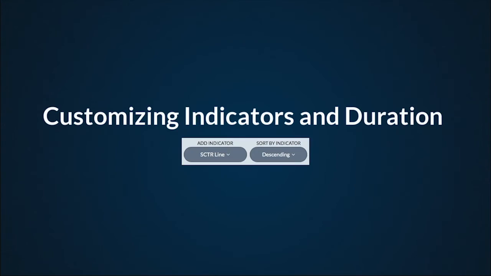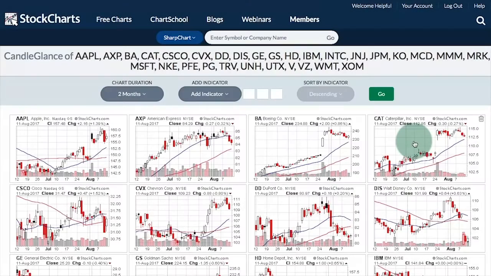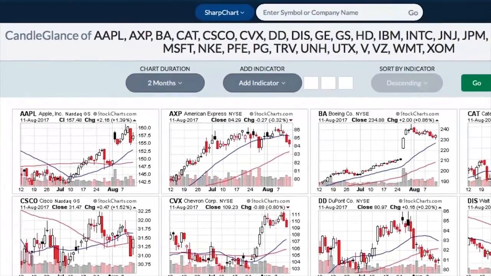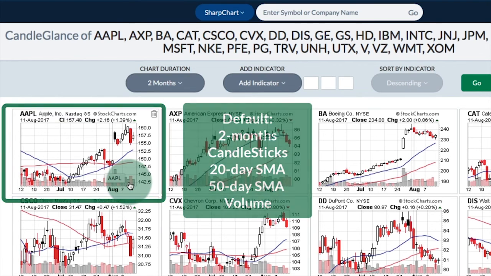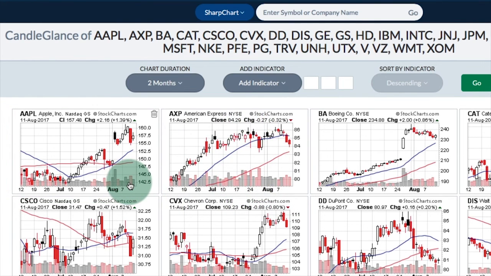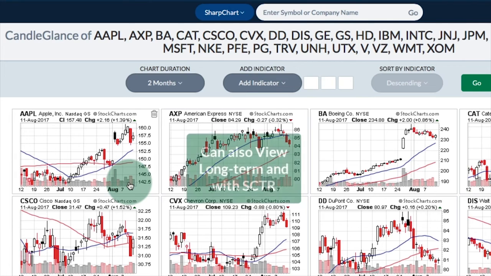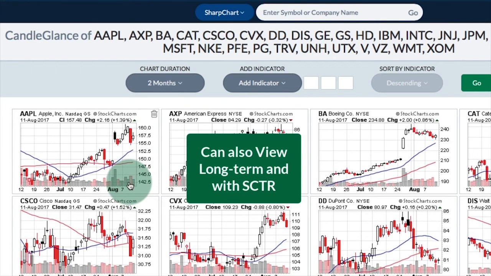Customizing indicators and duration. The default setting for the candle glance charts is 2 months, and you can see there are 2 moving averages as well, a 20-day moving average in blue and a 50-day in red, and you've also got some volume. Now these are clearly for some short-term analysis because they only go back for 2 months, but you can also do longer-term analysis and say make a cut. In other words, you've got a bunch of stocks here, 30, and you want to get the top 10, say.